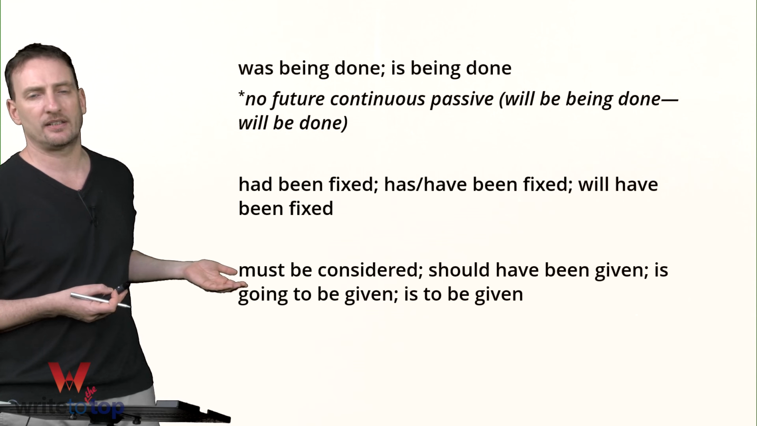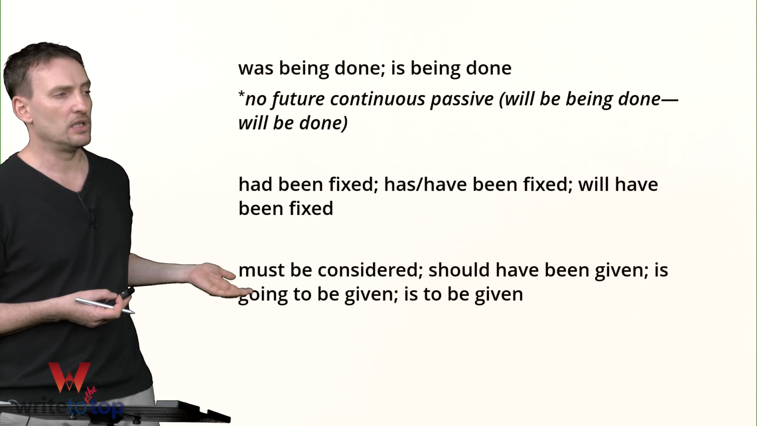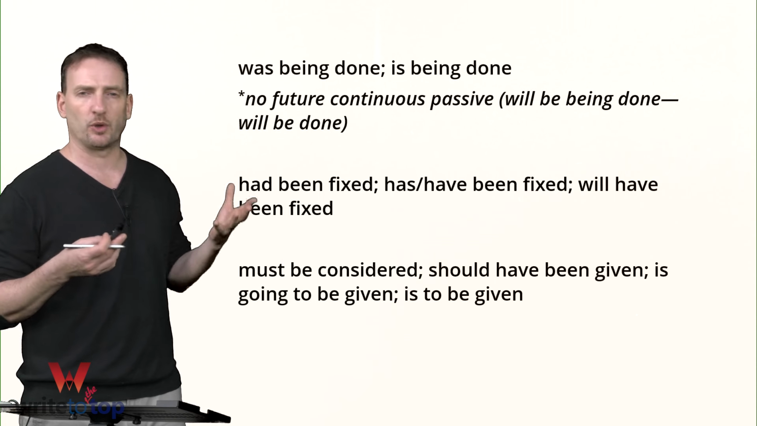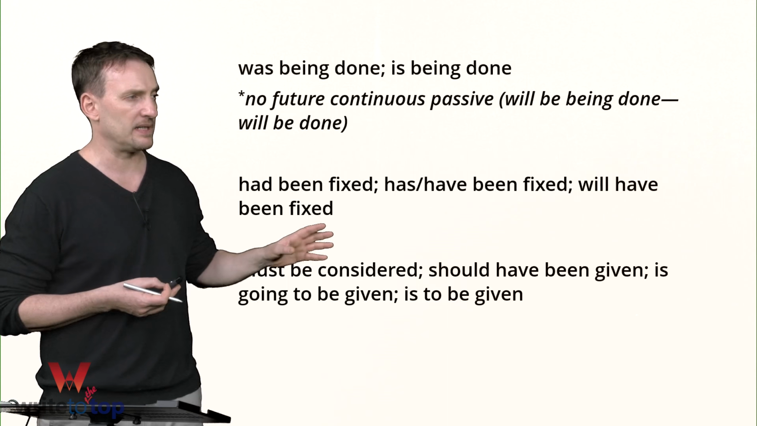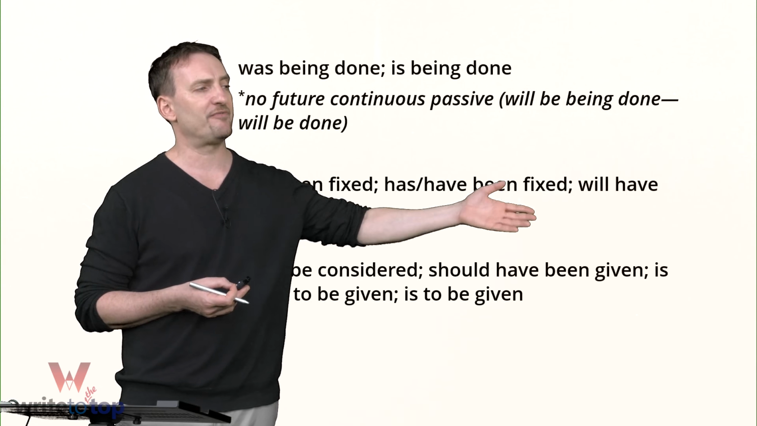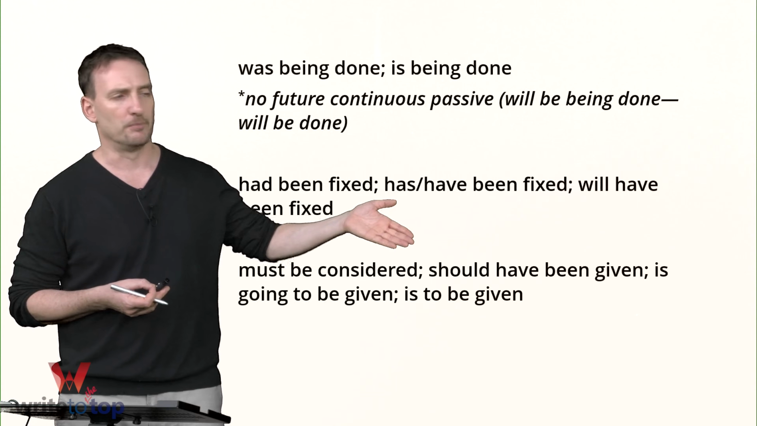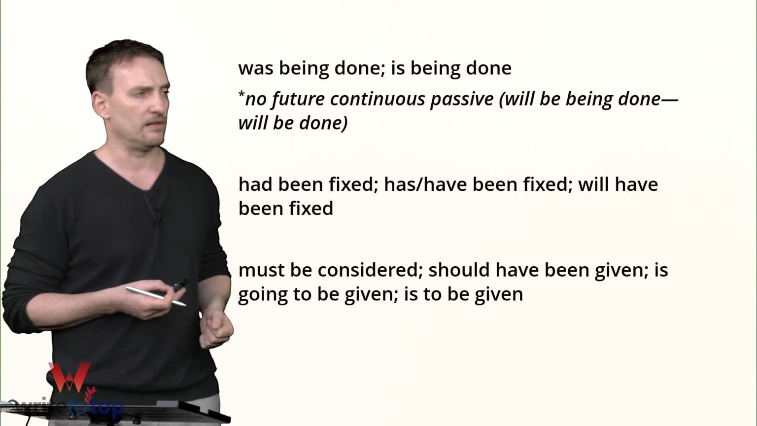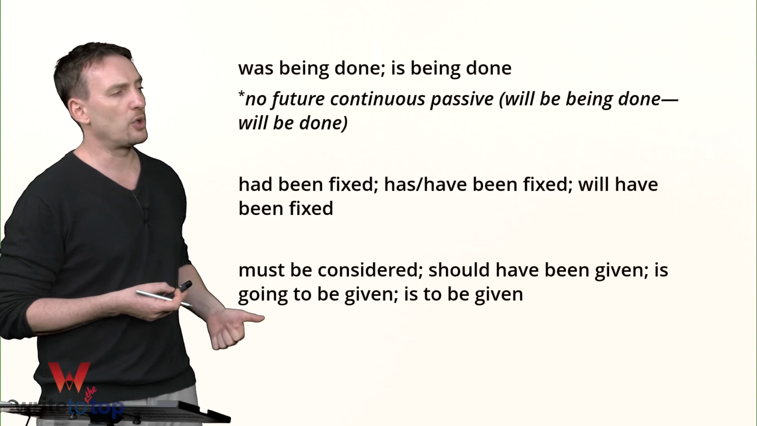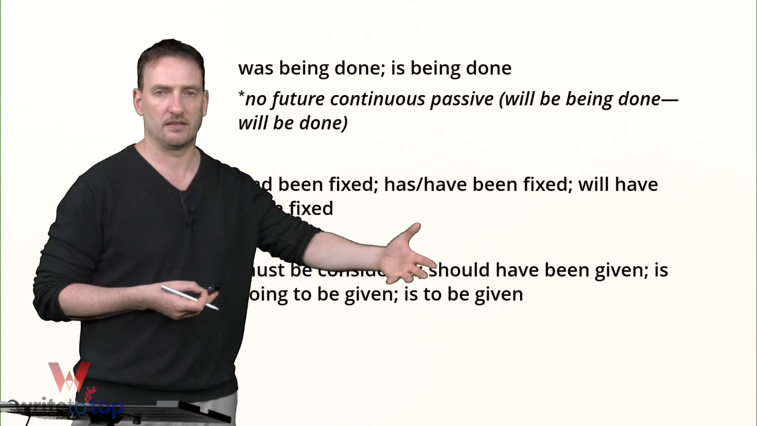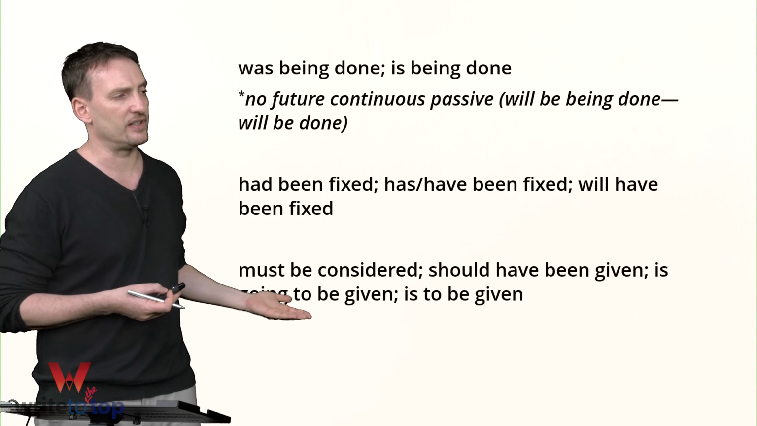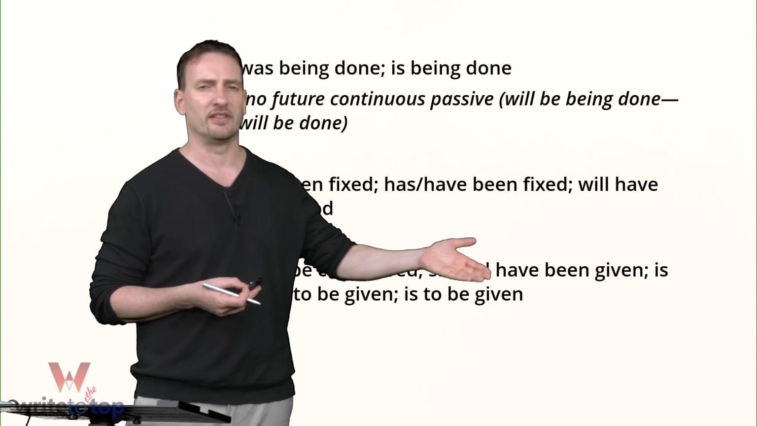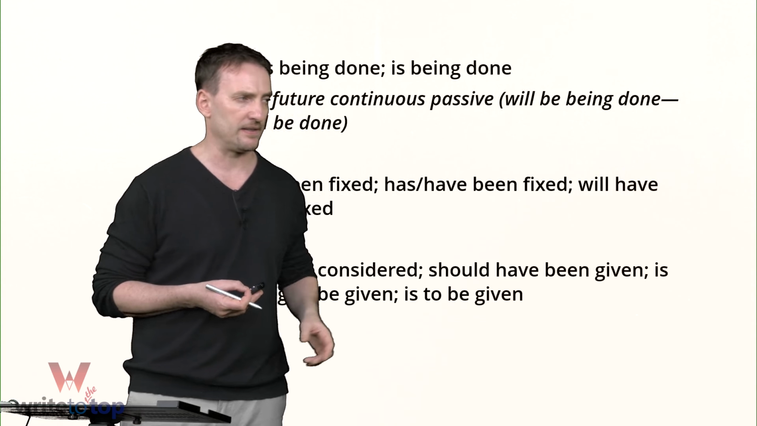Now, here I'm joining it with other verbs. Must. Must is a modal. Must be considered, because after must, there's no tense. You take the base verb, must be considered. Should have been given. So should is the modal. Have is the base, been is the base, given is the participle. Is going to be, future, but we have the infinitive, to be given, okay? Still passive. And is to be given. This is part of the causative, and I'll talk about that in a moment.